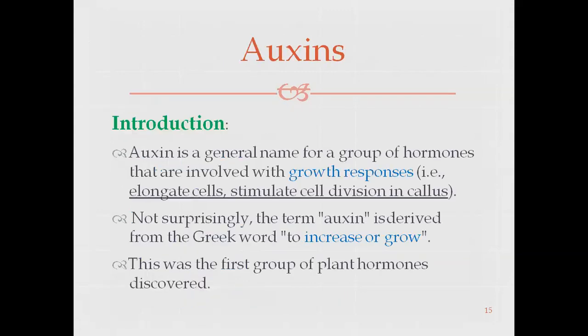So first of all is auxin. Auxin is a general name of a group of hormones that are involved in the growth response, that means elongation of cells and stimulation of cell division in callus. Not surprisingly, the term auxin is derived from a Greek word meaning to increase or grow. And this was the first group of plant hormones discovered.